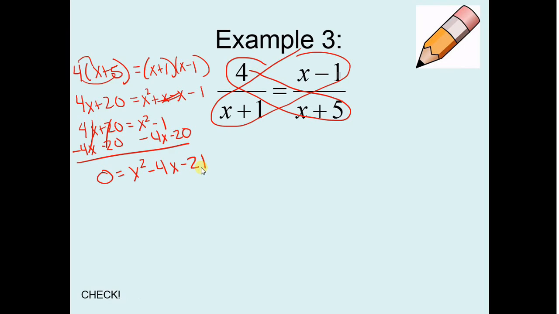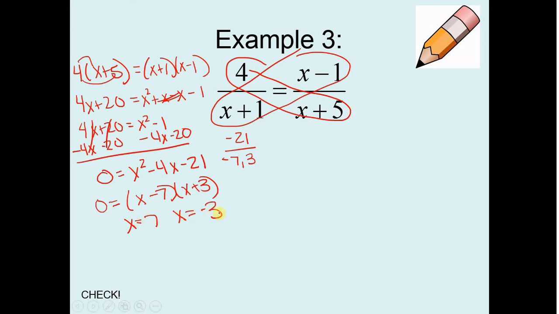Now, I need to factor this. -21. Looks like a -7 and a 3 will work, right? -7 times 3 equals -21, but if I add those two, I get a -4. So my factorization is going to be x minus 7, x plus 3. So x equals 7 and x equals -3.